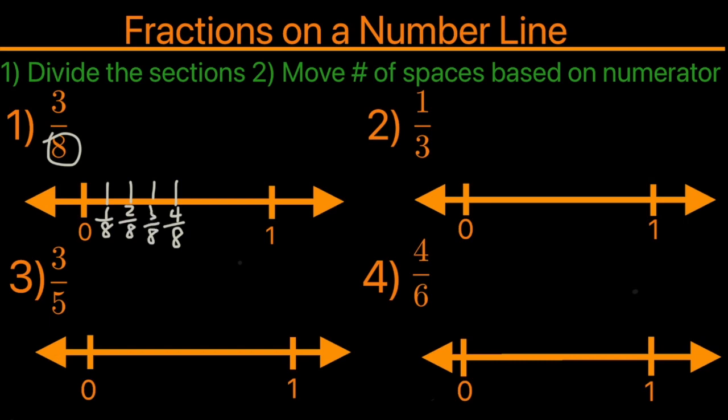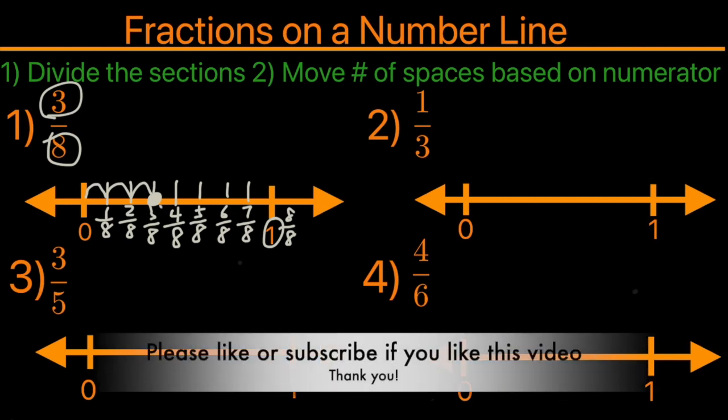Then you would need 3 sections on the right half as well. So we would have 5, 6, 7. So 5/8, 6/8, 7/8, and 1 would be 8/8. So 3/8 would be right here. And here is where we want to place the dot. And that's number of spaces 3 for 1, 2, 3, like so. And we can see that it's 3/8 right here.